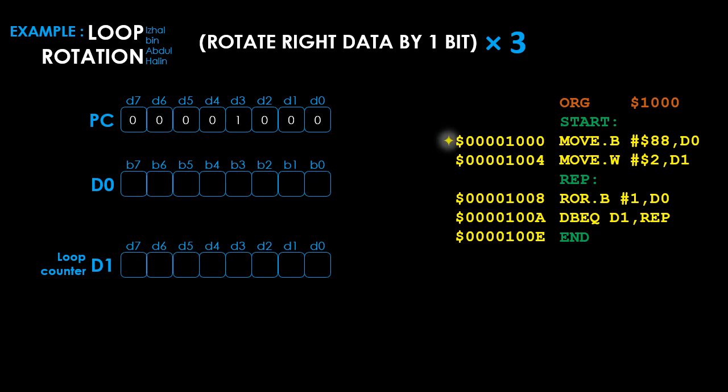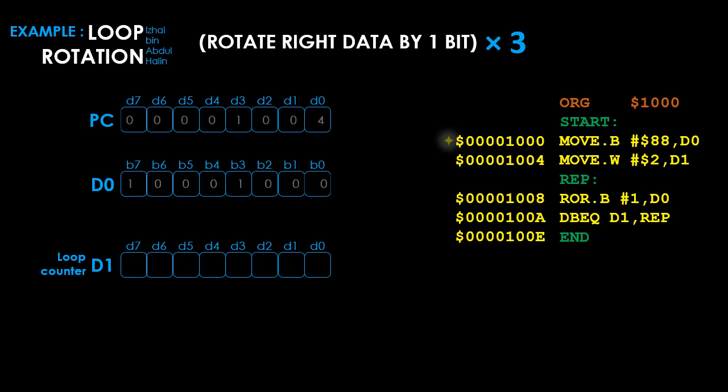Before executing the first instruction, the program counter is incremented to point to the next instruction, which is at address 1004. Then, the instruction is executed. This causes 88 to be moved into D0. It is shown in binary, and it is the data to be rotated.